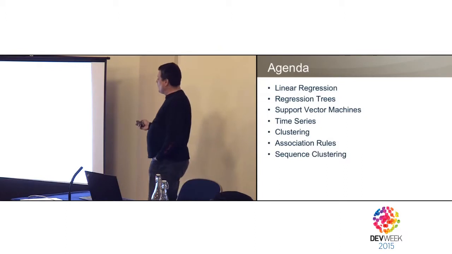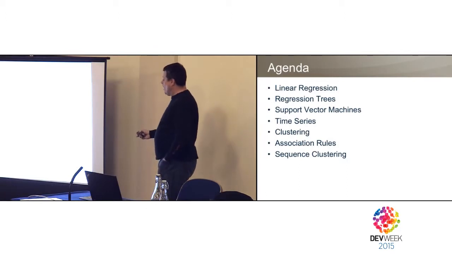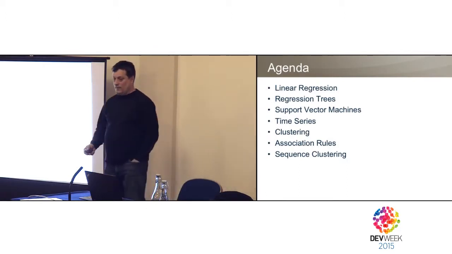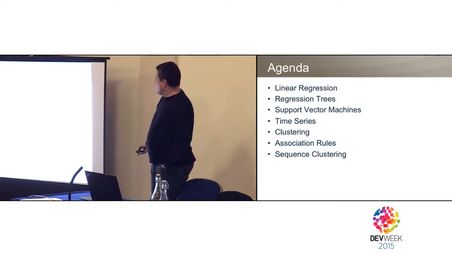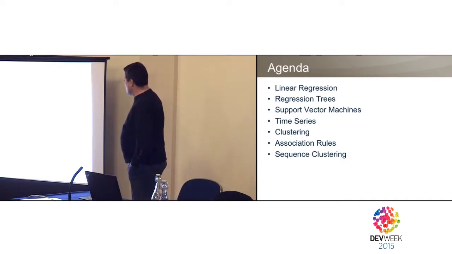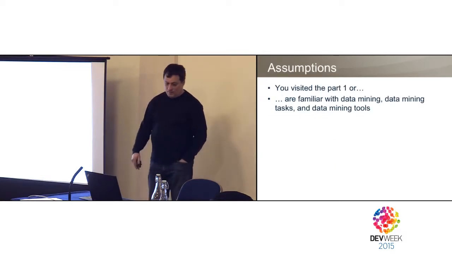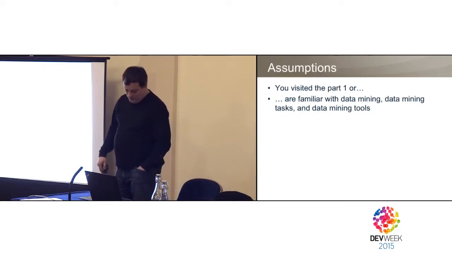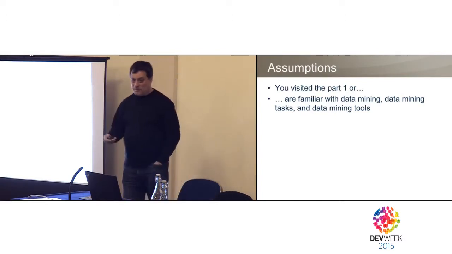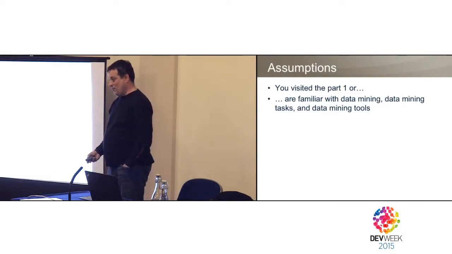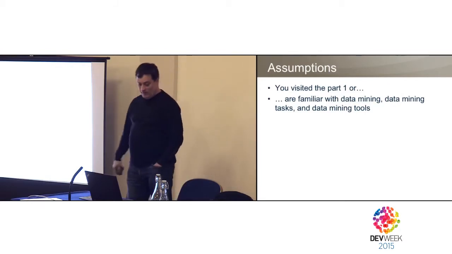So in the second part, I'm going to describe estimation algorithms, linear regression and regression tree. One more kind of predictive or classification algorithm, support vector machines. Time series, different clustering algorithms, association rules and sequence clustering. So a lot of work to do, but I assume that either you visited part 1 or are already familiar with the definition of data mining, so I'm skipping the introduction, which took me like 1/3 of the presentation in the first part, so we can focus directly on algorithms.